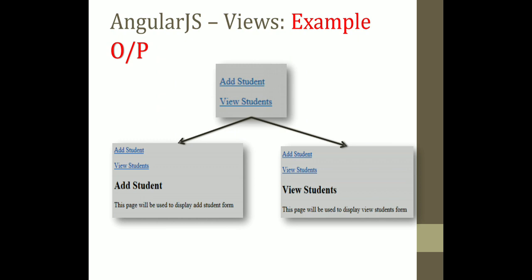It has two links that we have created with a href, that is add student and view student. Then add student, this page will be used to display the add student form. This is shown by the addC controller, and view students is shown by the view controller, viewC controller, and for add student and view student, the placeholder is provided by ng-template. So this is about AngularJS views.